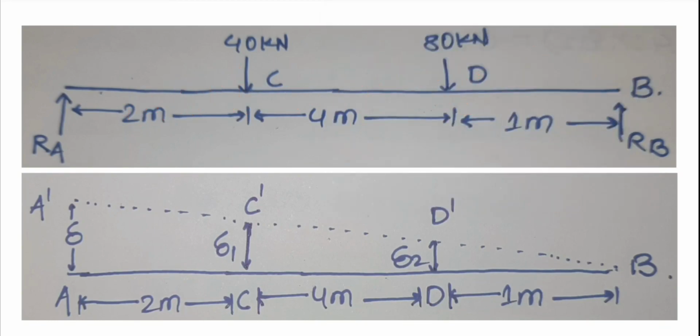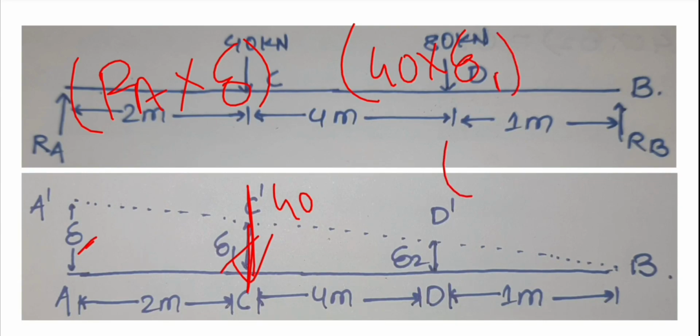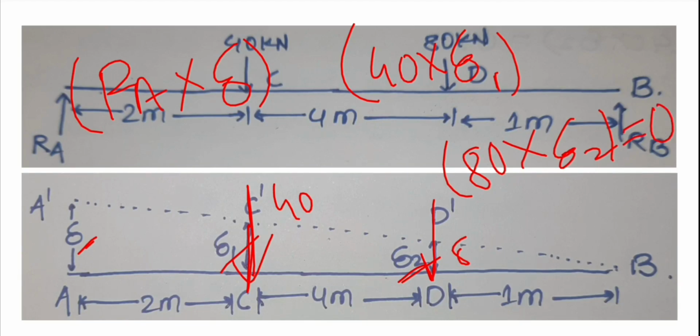First of all, we will take the force RA, RA into the displacement, which is delta. So into delta. Now we will take this force. It was 40 kilonewton. So 40 into the displacement, which is delta 1. And here it is 80 kilonewton, so 80 into the displacement delta 2. We will equate it to 0.